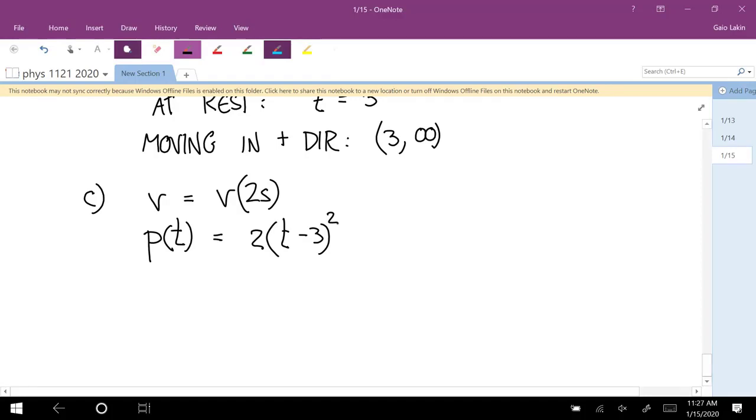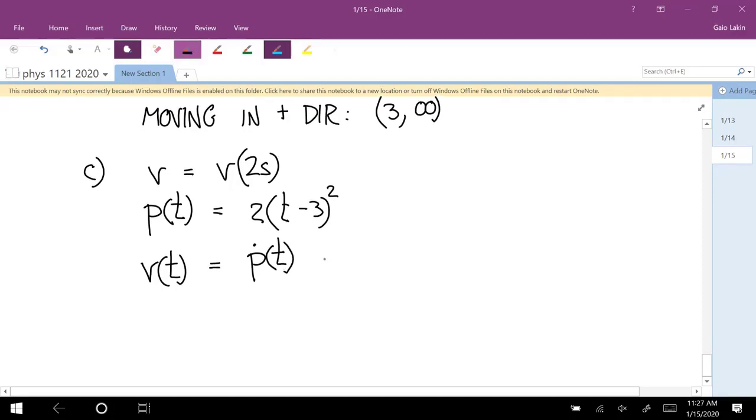To calculate the velocity as a function of time, that's the time derivative of the position as a function of time. And so that's equal to 4 times the quantity t minus 3. And then the chain rule says you have to take the time derivative of the stuff inside the parentheses, which is just 1 in this case. So we get 4 times the quantity t minus 3.